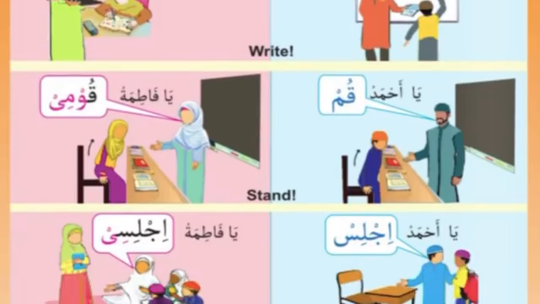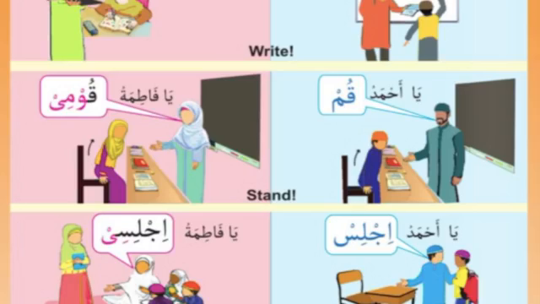And here in the picture, the teacher is asking Ahmad to stand up. So the command verb to ask a boy or a male or a man to stand up, we say qum. So in the picture, the teacher is saying, Ya Ahmadu, qum. O Ahmad, stand up.